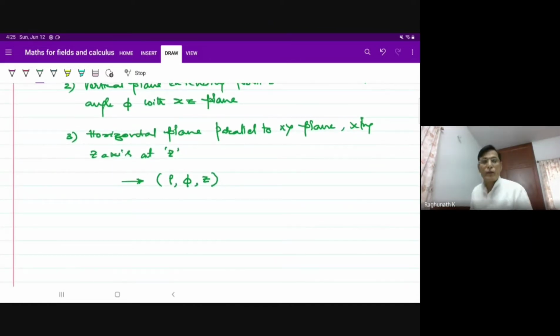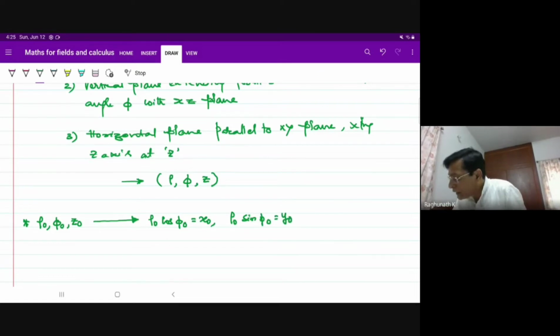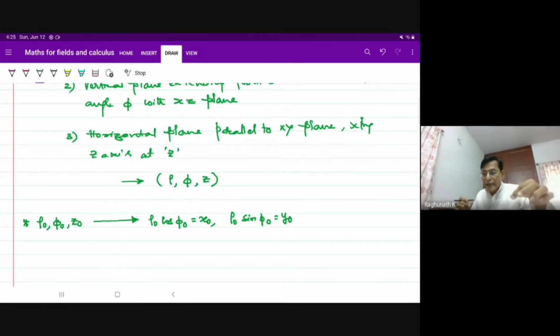The first one: given rho naught, phi naught, z naught, the coordinates of the same point in the Cartesian coordinate system is what? Definitely rho naught cos phi naught is equal to x naught, rho naught sin phi naught is equal to y naught. I think you agree with that. Because rho and phi did not change, I just created the extension in z. The same point which was there on the circle of radius rho, on the radial line making an angle phi. Right? Now it came up.